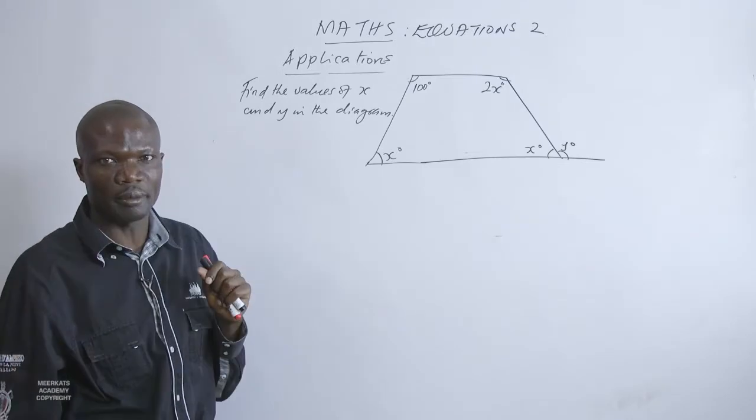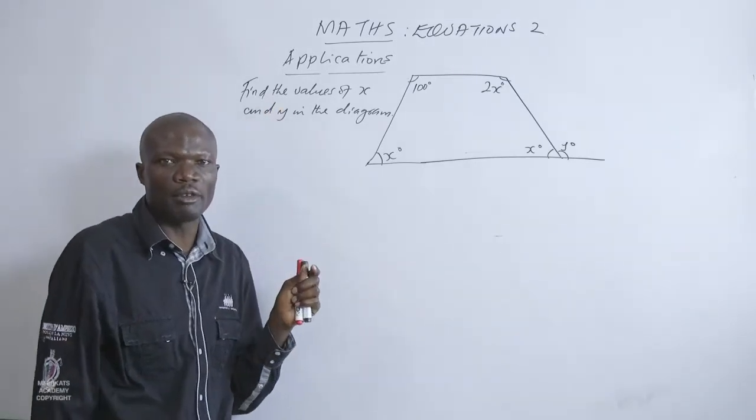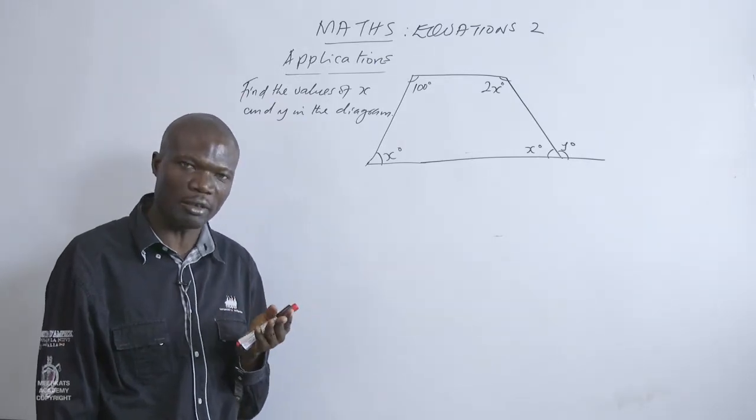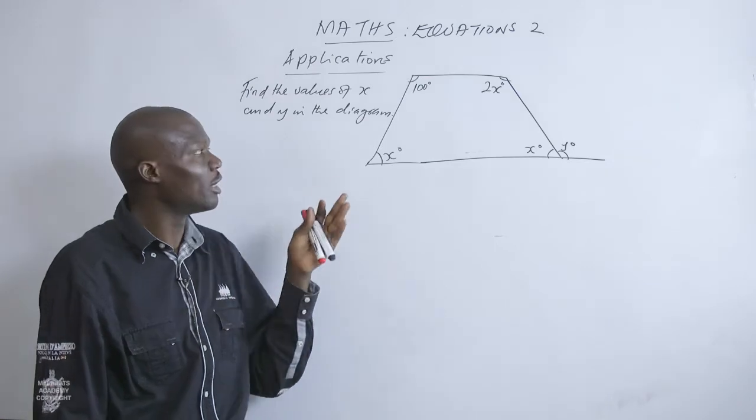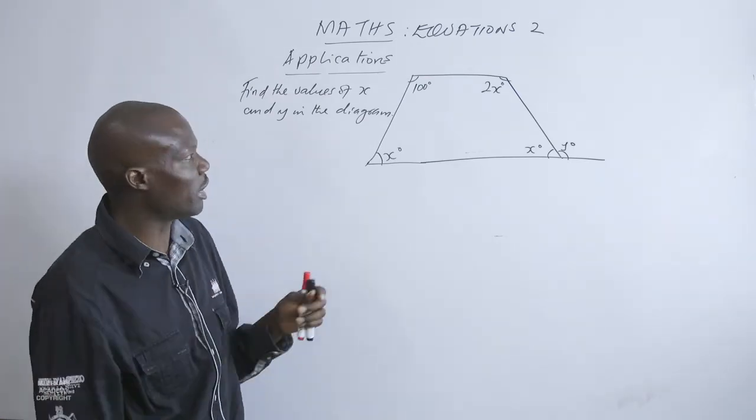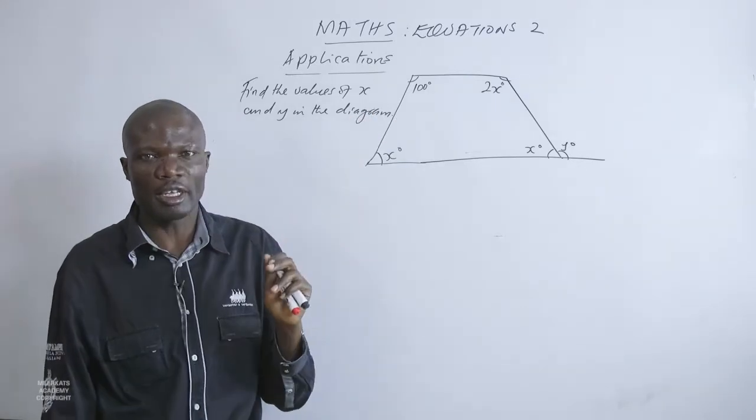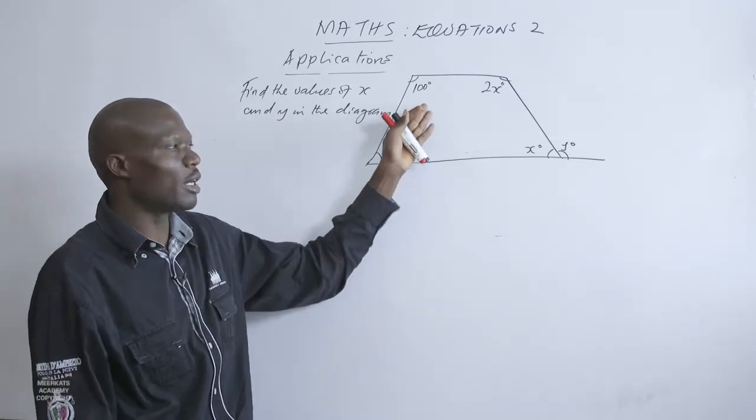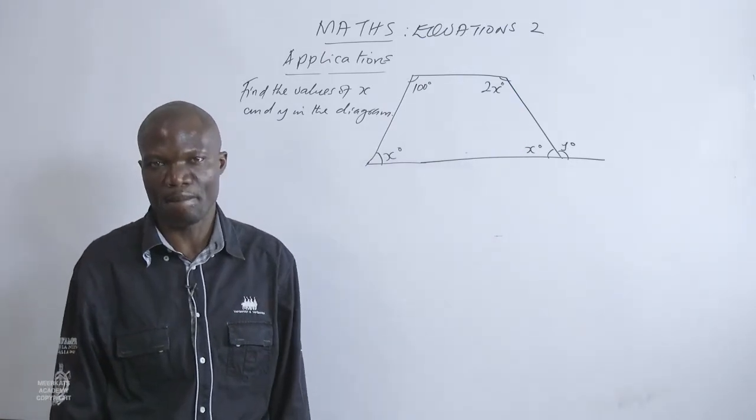In this diagram, we are asked to find the values of x and y. We need to find the values of both x and y. And the diagram that we have, the angles are given as x, 100, 2x, x, and y.